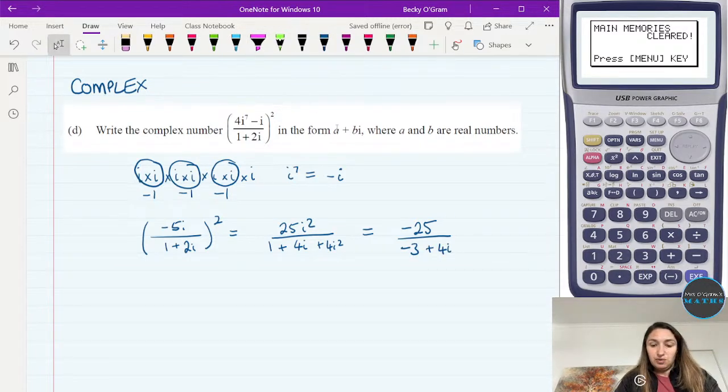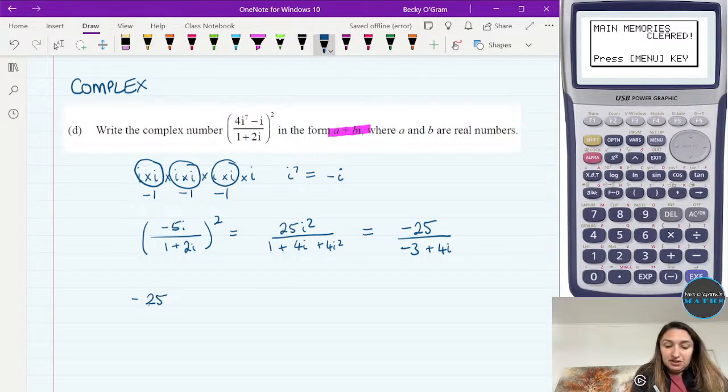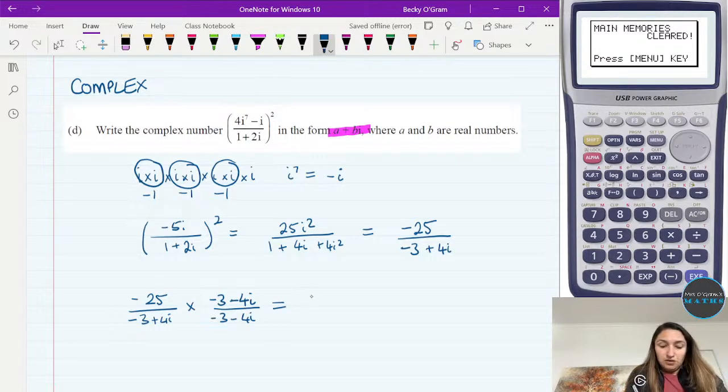Now we're not quite finished because we want it in the form of a plus bi, so now we need to rationalize the denominator. So we're going to do -9 over -3 plus 4i, multiply it by -3 minus 4i. So the conjugate of the denominator will help us to rationalize that denominator. Okay, so multiplying across the tops, and we get on the bottom 9 minus 16i squared. So i squared being -1, that's going to turn it into 9 plus 16, and 9 plus 16 is 25. And now dividing the numerator through by that 25, we will have 3 plus 4i.